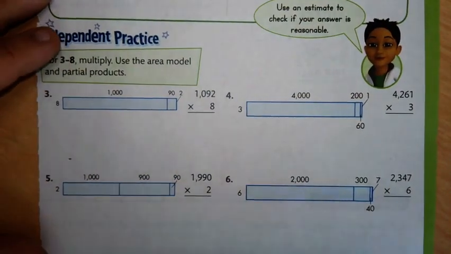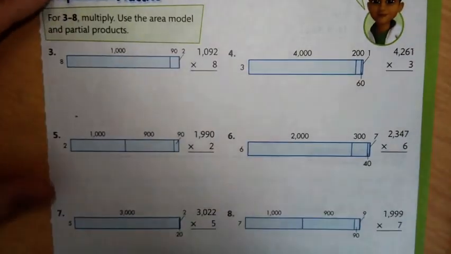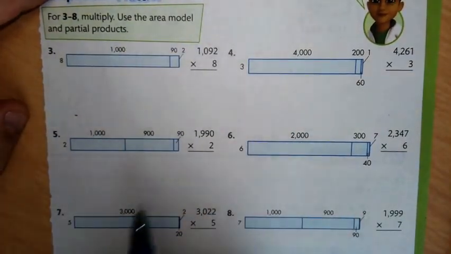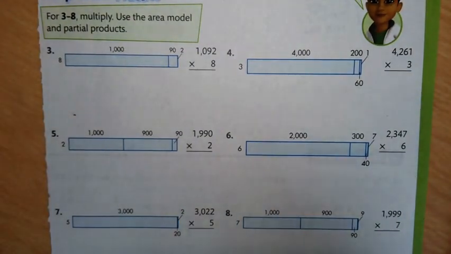Well, today you've got 6 problems to do on your own. Number 3, 4, 5, 6, 7, and 8. They're the same steps of what we just did. So if you're unsure of how to solve these, go back and rewatch what we just did. Follow those same steps. Ones place, tens place, hundreds place, thousands place. Those are the steps to multiply these and then add them all up.